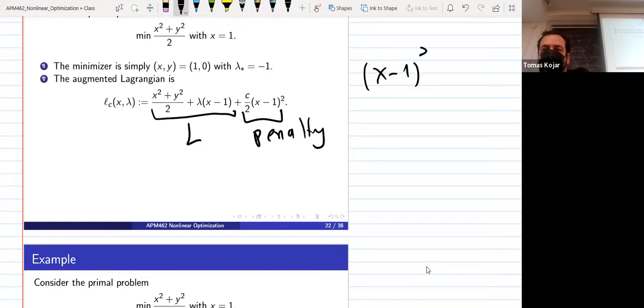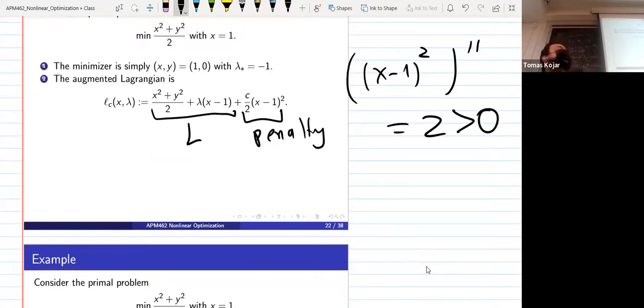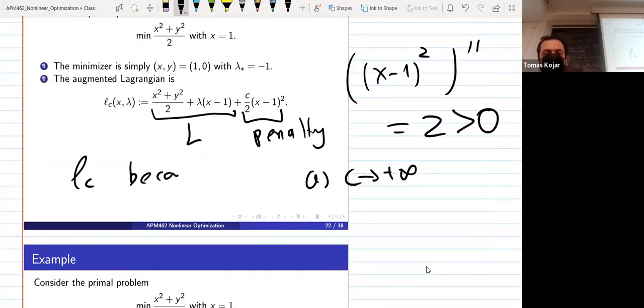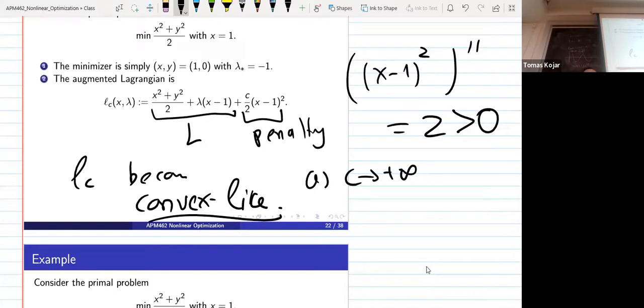You take C to infinity, and this is interesting because x minus 1 squared, if you take the double derivative, you get 2, right? So we will prove that as C goes to infinity, L_C becomes convex-like. And once you have convex-like, it's done, right? You have strong duality, you have second order conditions, you have everything. That's why they added a quadratic term and not an absolute value.